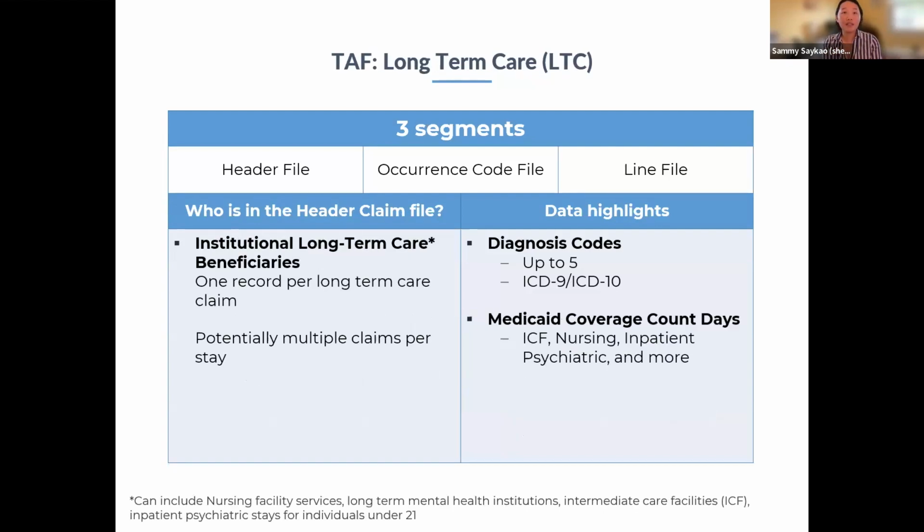We also have the long-term care file. So this file contains 3 segments as well. This is your information on institutional long-term care beneficiaries, such as nursing services. It includes diagnosis codes and coverage day counts at the facility type level.